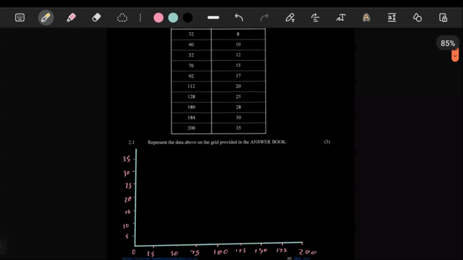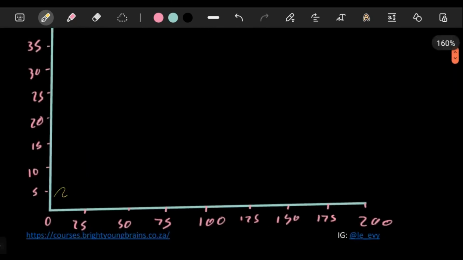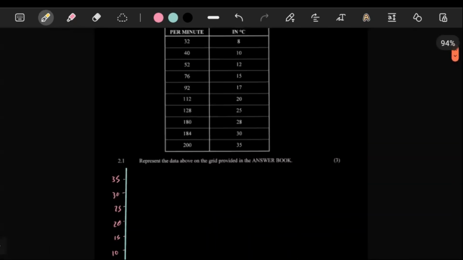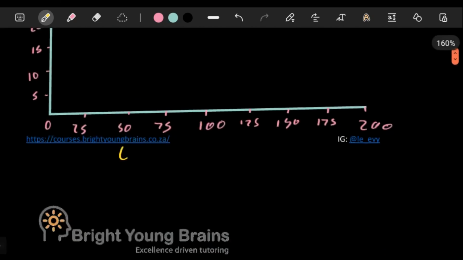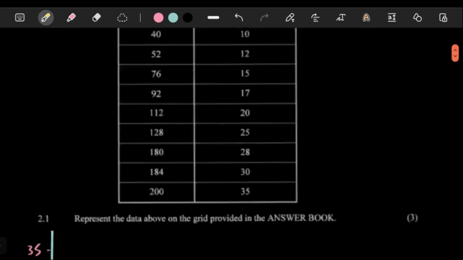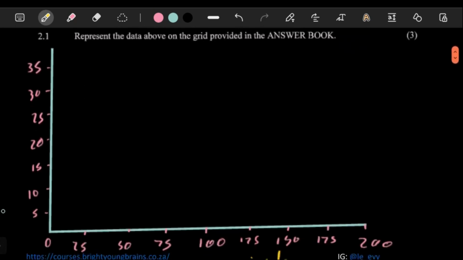It says here 8 and 32. So 8, oh, we have to label it. Chirps per minute is here, chirps per minute, and then here you have degrees Celsius, which is the temperature.